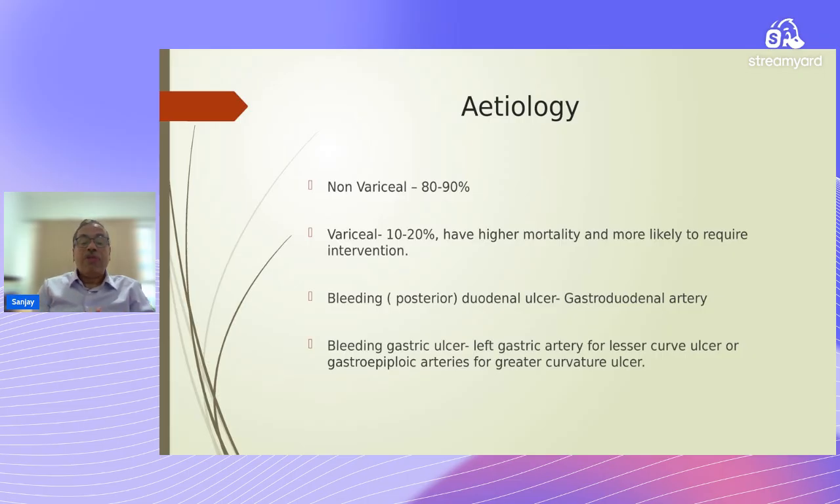Whereas variceal hemorrhage, which develops in relationship to portal hypertension, could be esophageal varices or gastric varices. We'll discuss that in more detail. It forms about 10 to 20%.